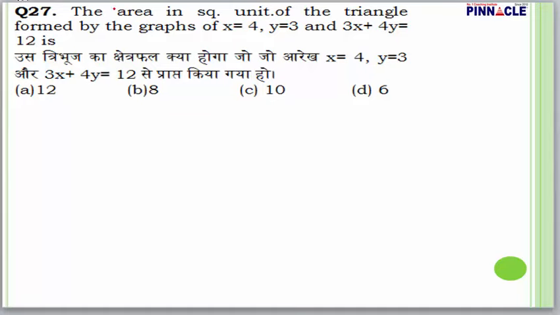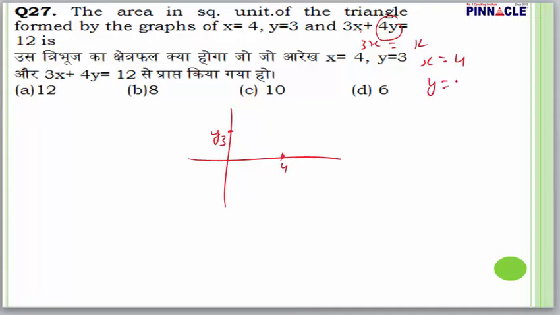Question number 27. Area in square unit of the triangle formed by the graph x equals 4, y equals 3 and 3x plus 4y equals 12. Now the graph would be x equals 4 and y equals 3, and 3x plus 4y equals 12. If I put y equal to 0, then 3x would be equal to 12, x would be equal to 4. And if I put x equal to 0, then 4y is equal to 12, y would be equal to 3.